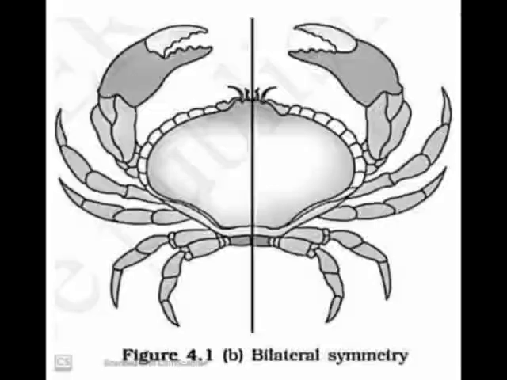Now the third basis or criteria is the germinal layers, which are also called the dermal layers. We cannot see these layers separately in an animal, but during the embryonic stage, when the animal is undergoing differentiation, these layers are present. Some animals have just two layers, that is the outer layer called the ectoderm and the inner layer called the endoderm. These animals are therefore called diploblastic.